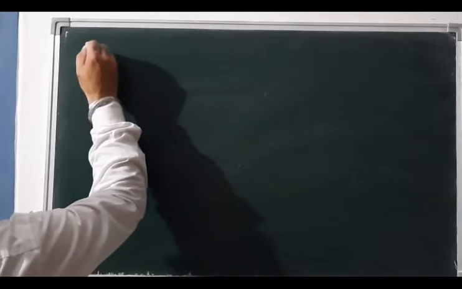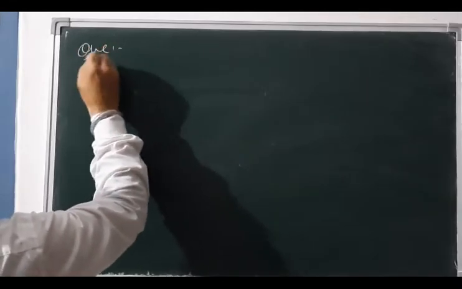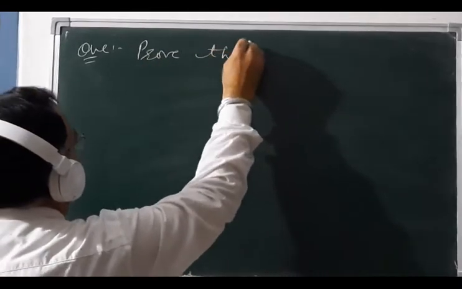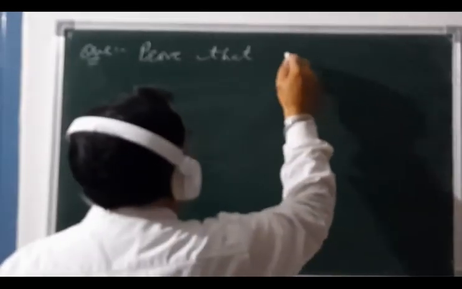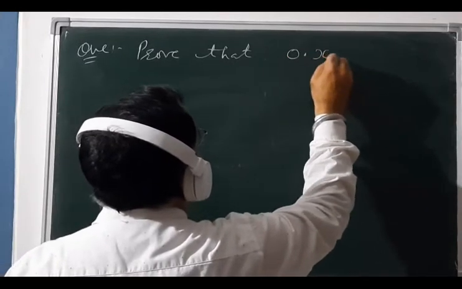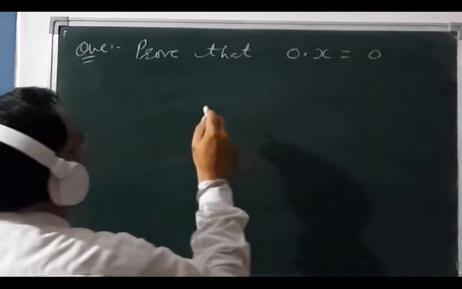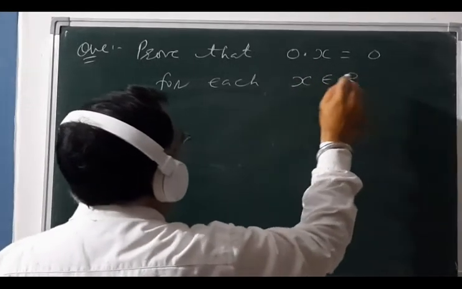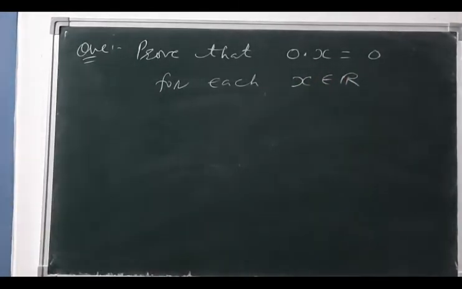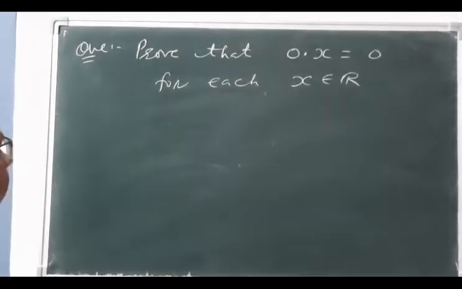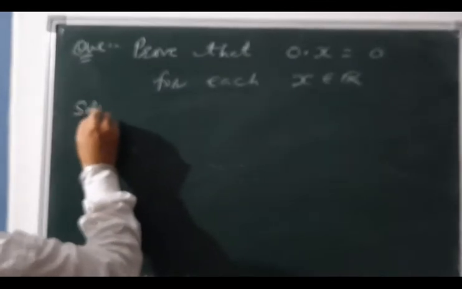Number 1. Prove that 0 times x is equal to 0 for each x in R. So any real number when multiplied by 0, we get the answer 0. By using our axioms, we shall prove this result. Solution.